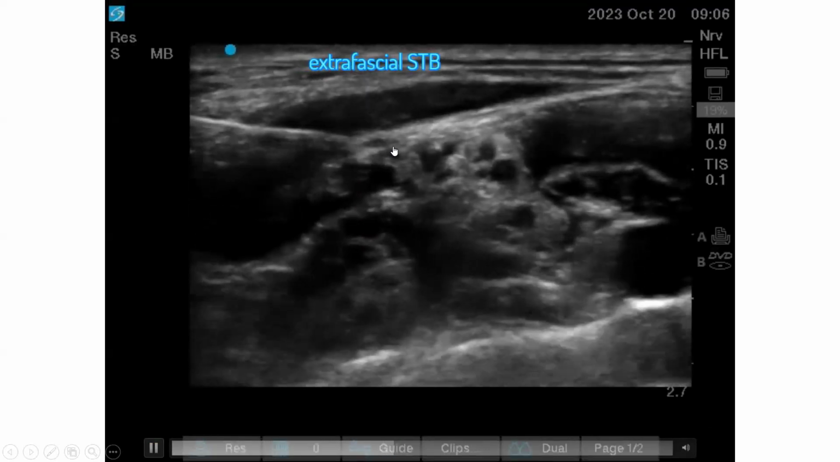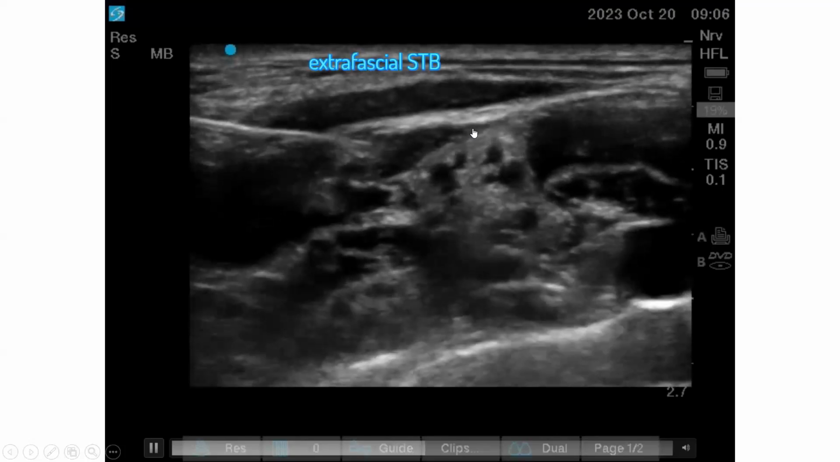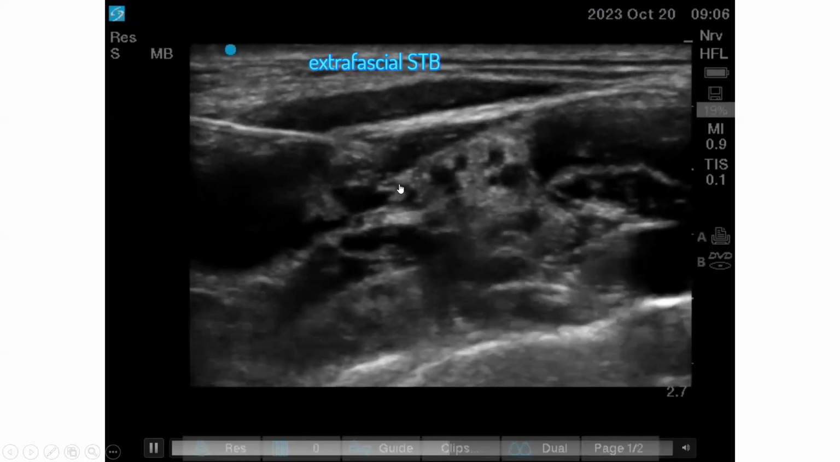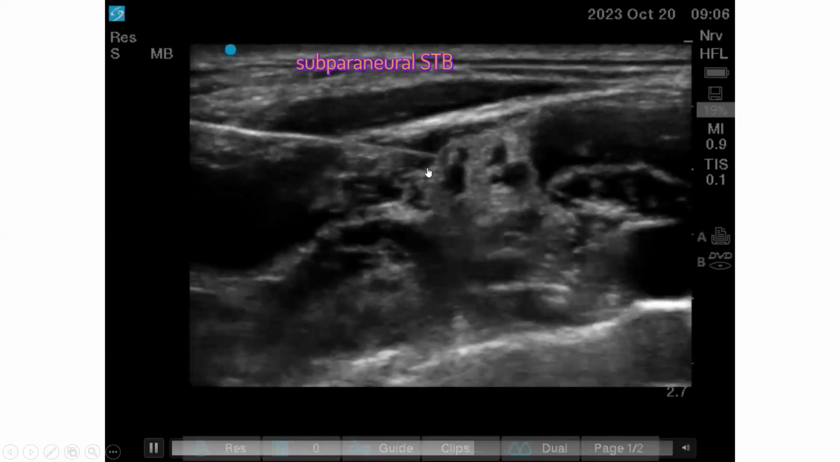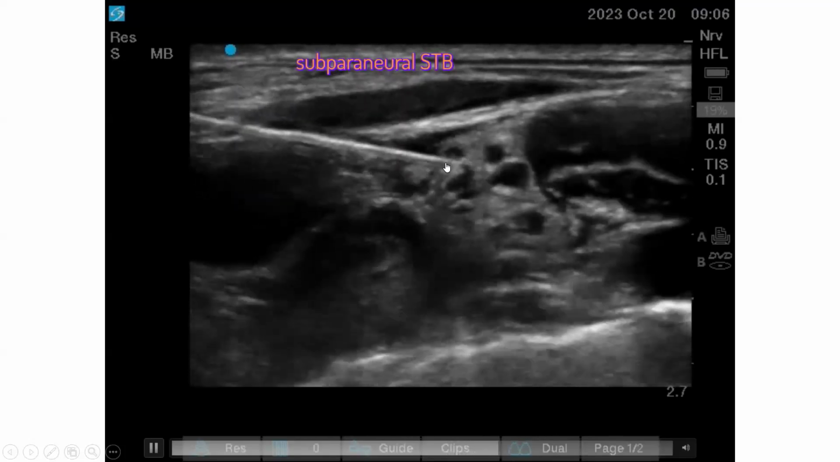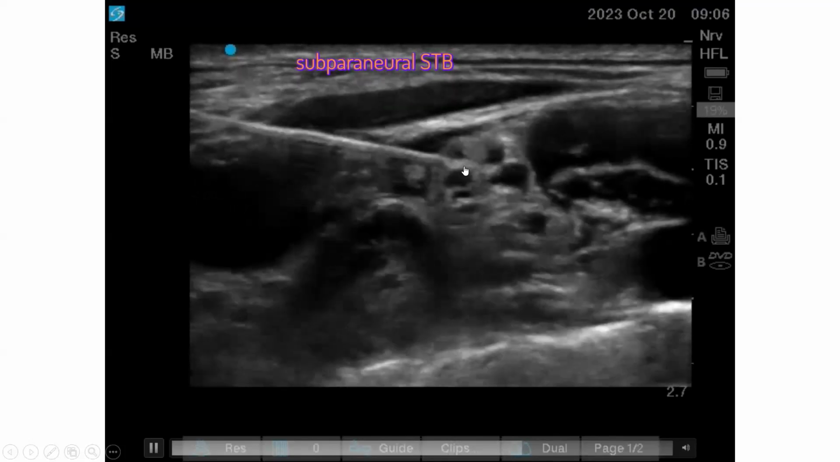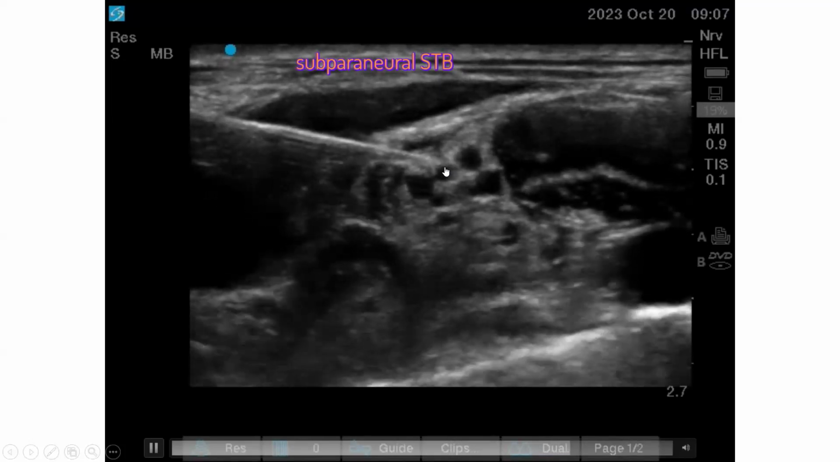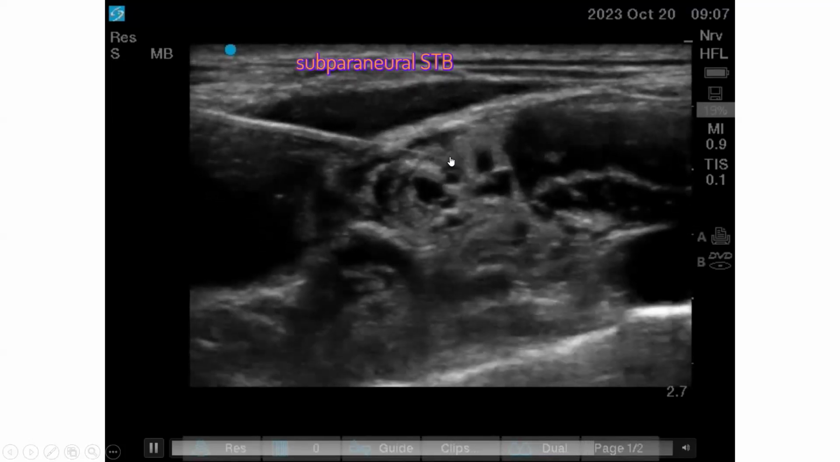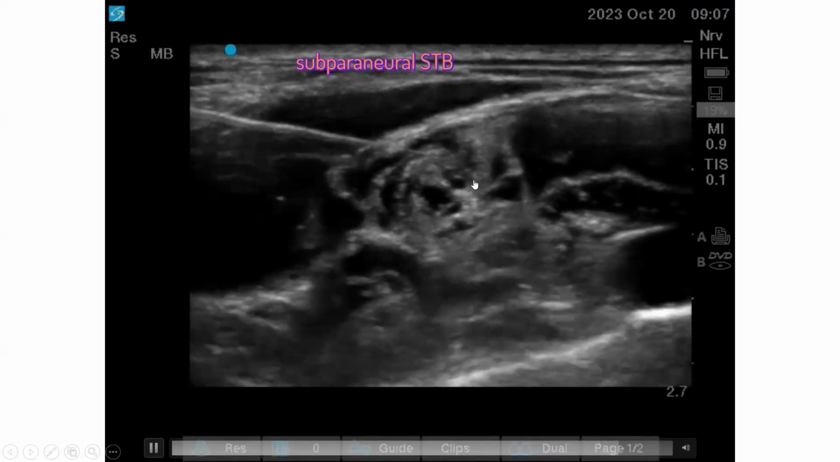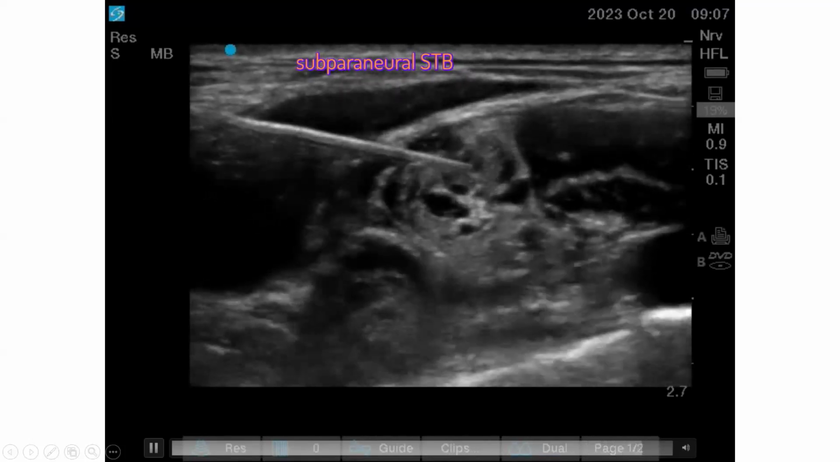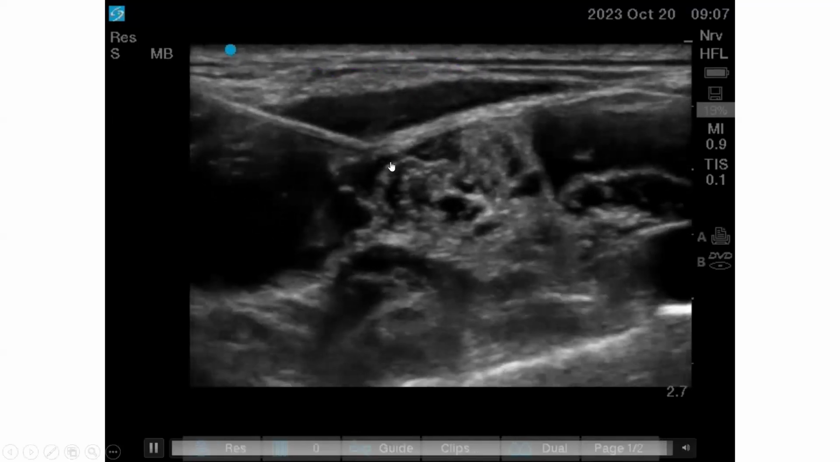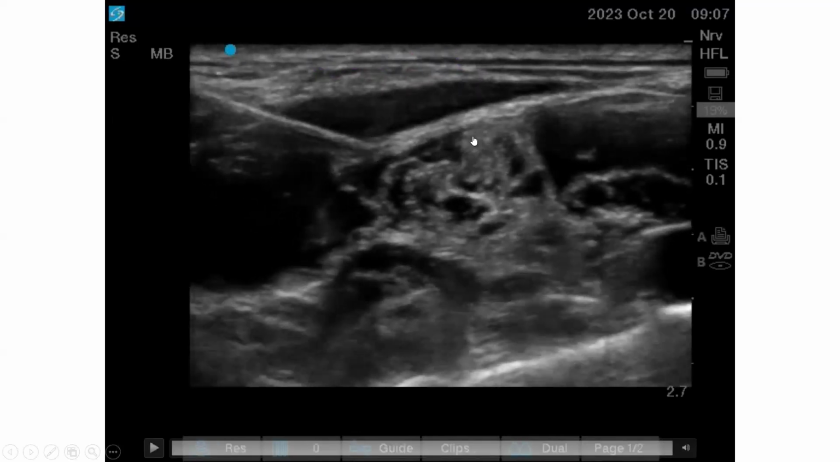Then this is the extrafascial superior trunk. You can see the omohyoid, and just below that, when you inject, you can see that the drug is not going inside the brachial plexus. And the third one is the subparaneural, where you're actually going inside the paraneural sheath and injecting the local anesthetic here. And at this point, you can see the spread of the local anesthetic inside the brachial plexus. So that is the subparaneural or the intrafascicular superior trunk block. So you saw the difference between the subparaneural, the extrafascial and the intrafascial.